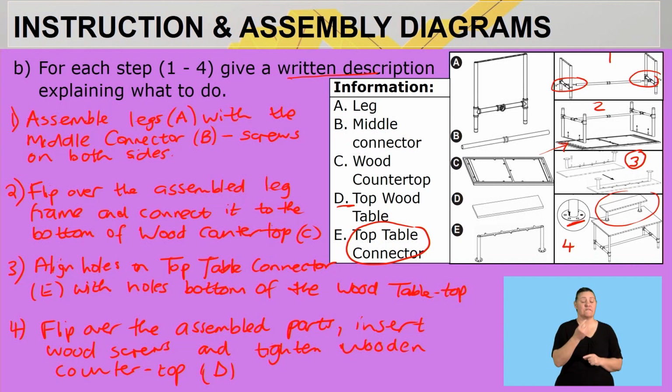So basically, to run through this, the first step is where we assemble legs A with the middle connector B, right? Screws on both sides. The second step is where we flip over the assembled leg frame and connect it to the bottom of the wooden or the hood countertop, which is seen in our diagram. Step number 3, we are here now, right? We align holes on the top table connector, which is E, with the holes at the bottom of the hood tabletop. And then lastly, we flip the assembled parts, insert the hood screws, and tighten the wooden table or wooden countertop, which is indicated as D.